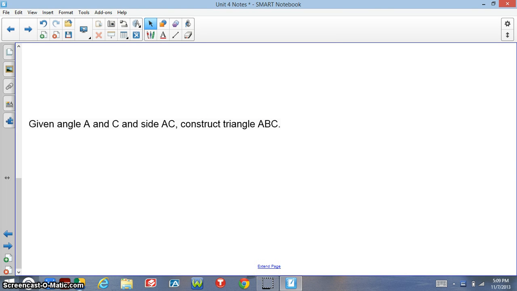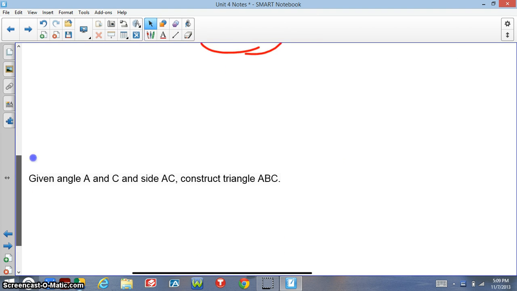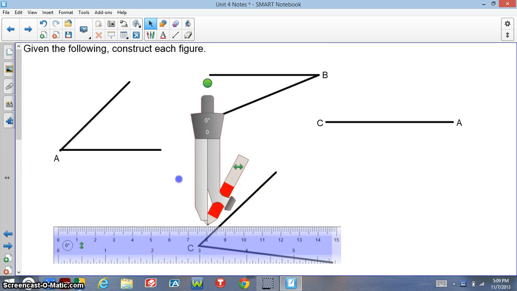I gave you angle A and angle C and side AC. We want to construct that triangle ABC. The first thing that I need to do is start with the side of my triangle. I don't care how long it is, but I just need to start with the side. So I'm going to say that this is my angle A here. The first thing that I'll do is copy angle A.